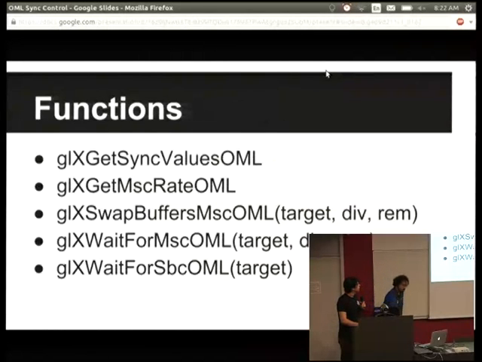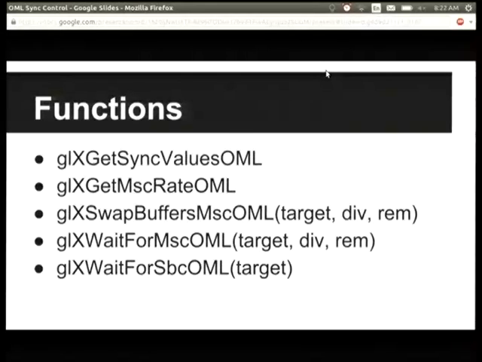So these are the functions defined by the spec. Get sync values will return the current values of those three previous counters. It's nice. It usually works. Get MSC rate returns the frequency at which MSC will be incremented.